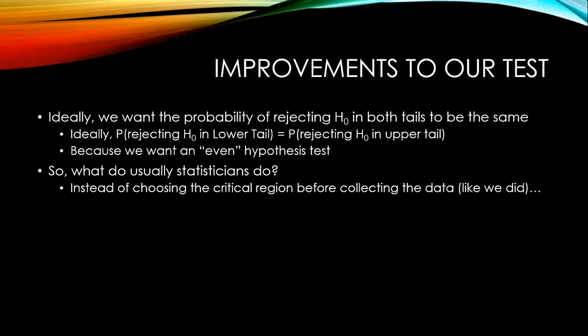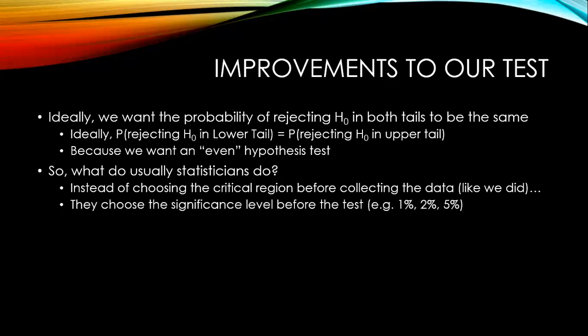What statisticians usually do, and what you are very likely to do in your exam questions, is instead of choosing the critical region, you choose the significance level before the test. You actually choose the probability of rejecting H naught before you do the test, rather than the critical region. So 1%, 2%, 5%. We choose the significance level instead.